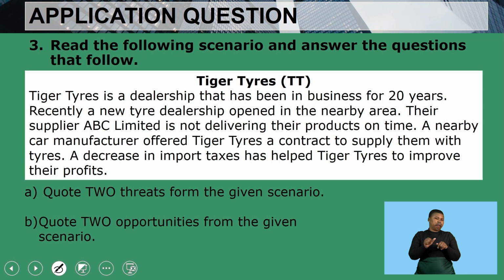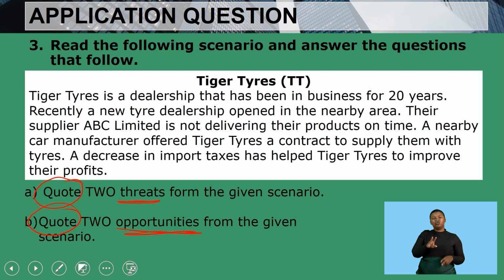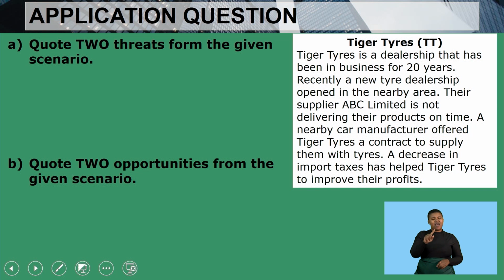A decrease in import taxes has helped Tiger Tires to improve their profits. Now question A, quote 2 threats. Again, quote 2 threats from the given scenario. And question B asks, quote 2 opportunities. So remember, threats are anything that has a negative impact on our business or can prevent us from succeeding in our business. And then, of course, opportunities will be anything that will help us to succeed in our business.